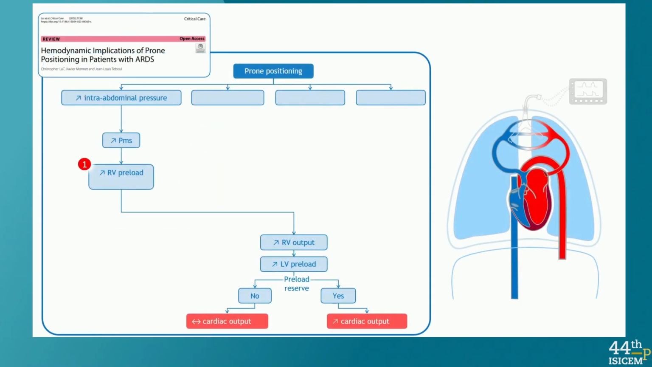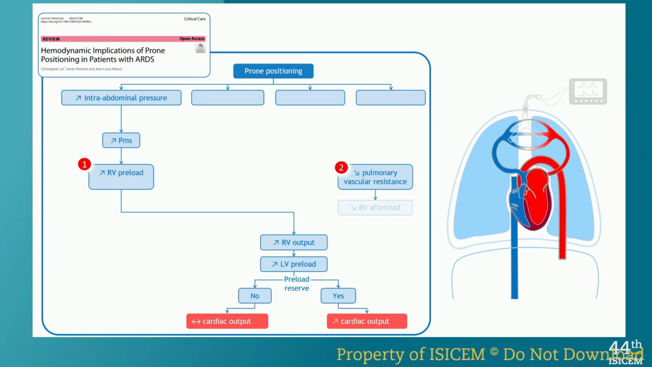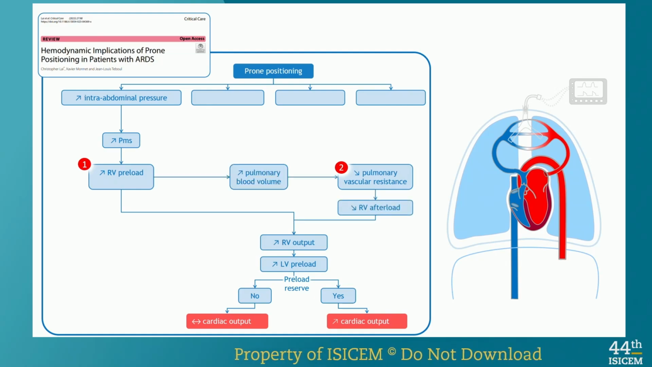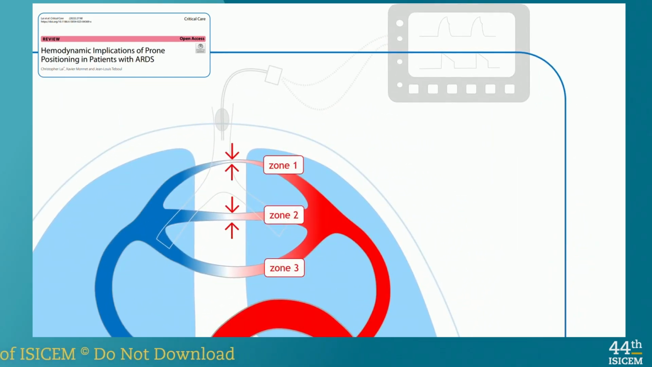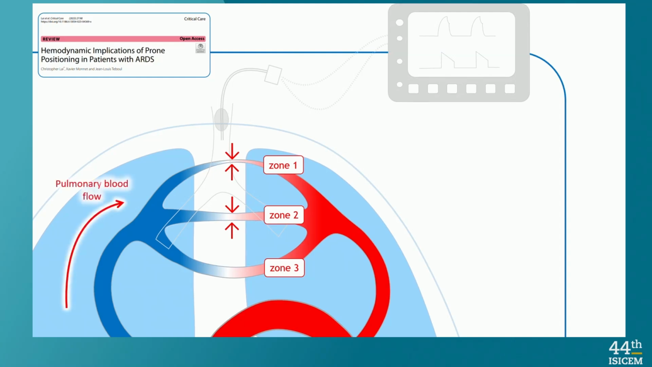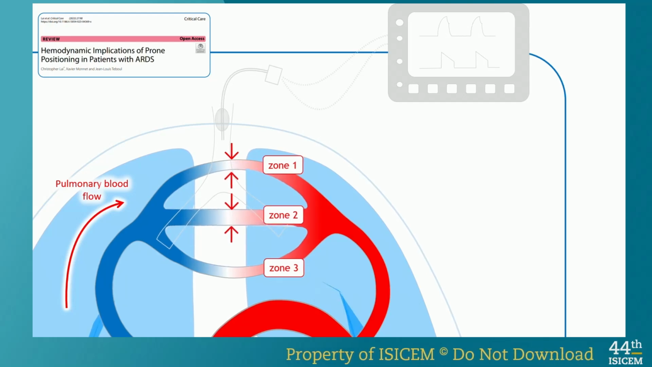That's the first pathway. The second pathway, which is perhaps the most important, is that prone positioning decreases the pulmonary vascular resistance, and this is first due to an increase in the pulmonary blood volume. Why? You all know the West zones, and especially West zone 1, where the alveoli are compressed by the vasculature. And in fact, when you prone the patient, the increase in blood flow due to the increase in intra-abdominal pressure reaches the pulmonary circulation and increases the blood volume in these zone 1 vessels.